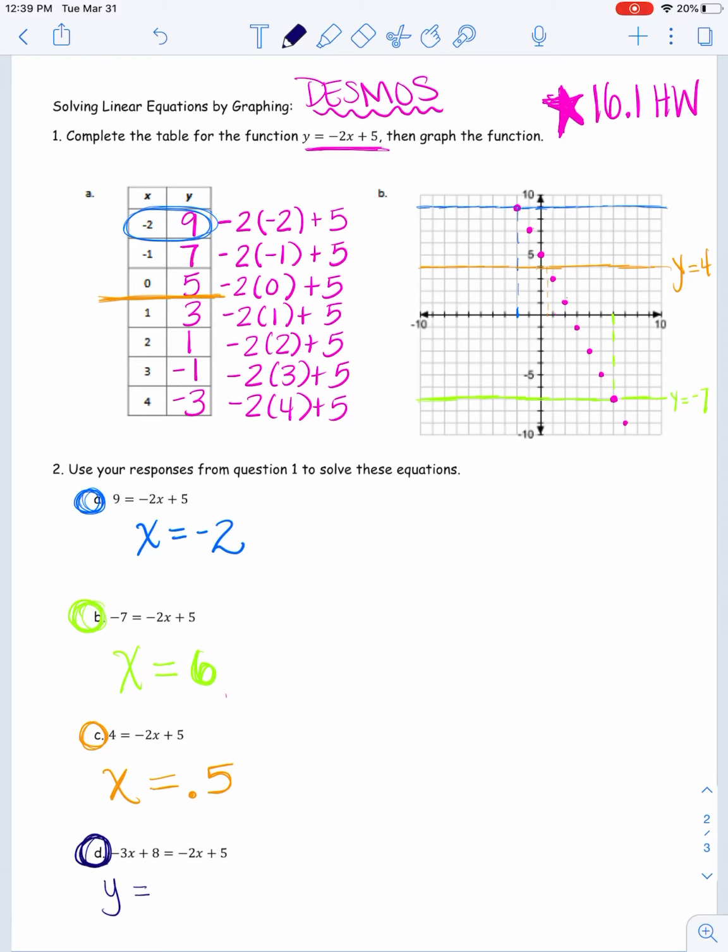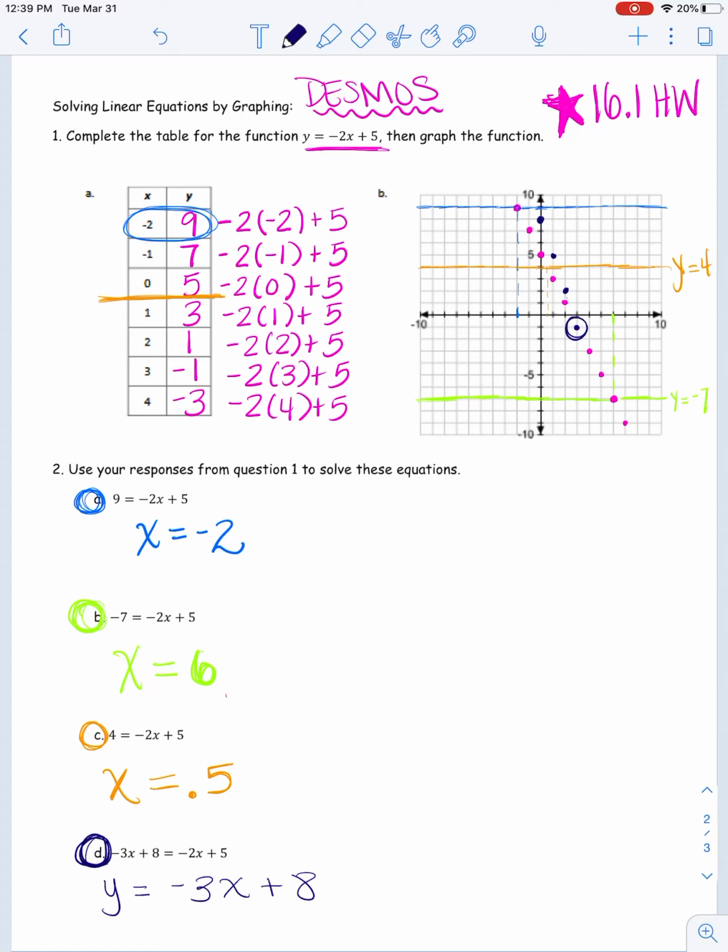So if I want to graph negative 3x plus 8, I'm going to start with my y-intercept, which is 8. And I am going to follow my slope, which is negative 3. So I'm going to go down 3 and right 1. So down 1, 2, 3, right 1. Down 1, 2, 3, right 1. Down 1, 2, 3, right 1.